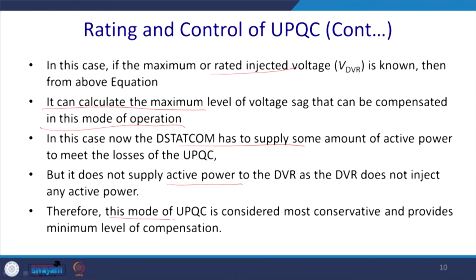Therefore, this method of UPQC is considered the most conservative and provides the minimum level of compensation.